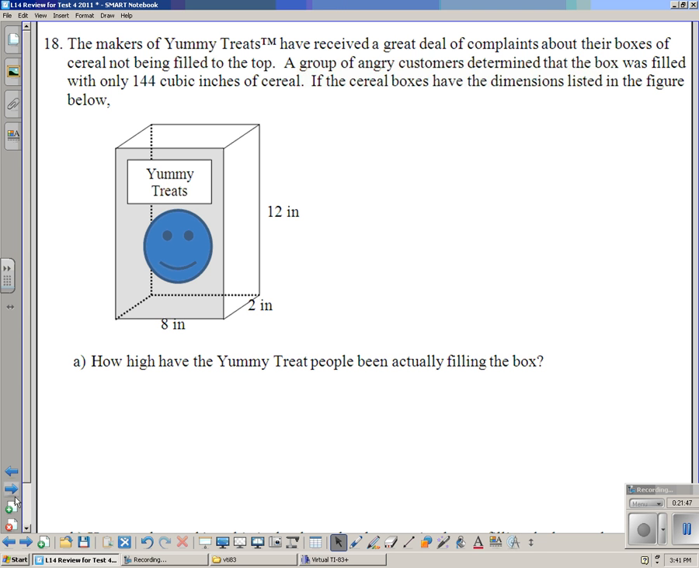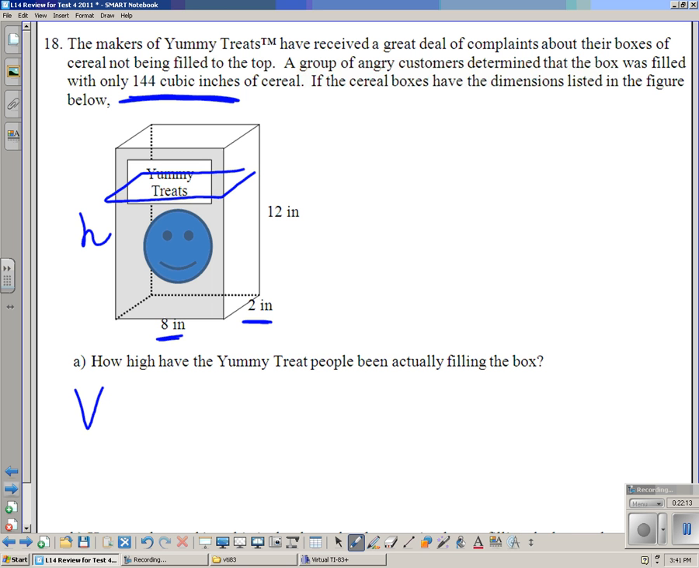So if we think about something for a moment here, 144 cubic inches are what's in the box. Now when you fill up the cereal box, you're going to fill it up to a certain height. We don't know what that height is. We know that the company is gypping us some cereal, but we don't know by how much. We do know that the 8 and the 2 are going to stay the same because they're not changing the box, they're just changing how high they're filling it with cereal.